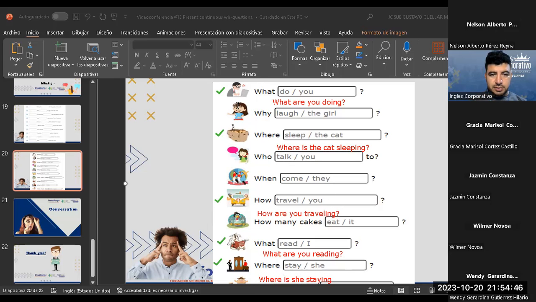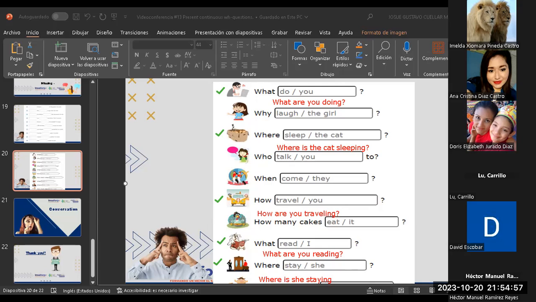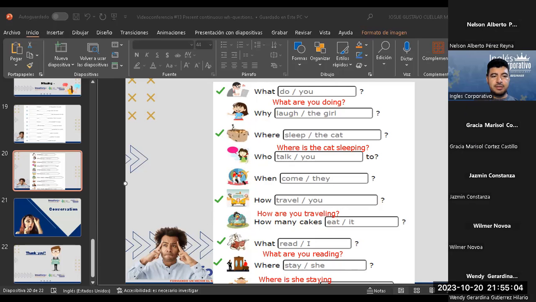Okay, here we have just number 2, 3, 4, and 6. Brian, can you help me with 1, please? How many cakes? How many cakes is it eating? Which verb to be is there? We're talking about an animal. Yeah. Is it eating? Thank you.